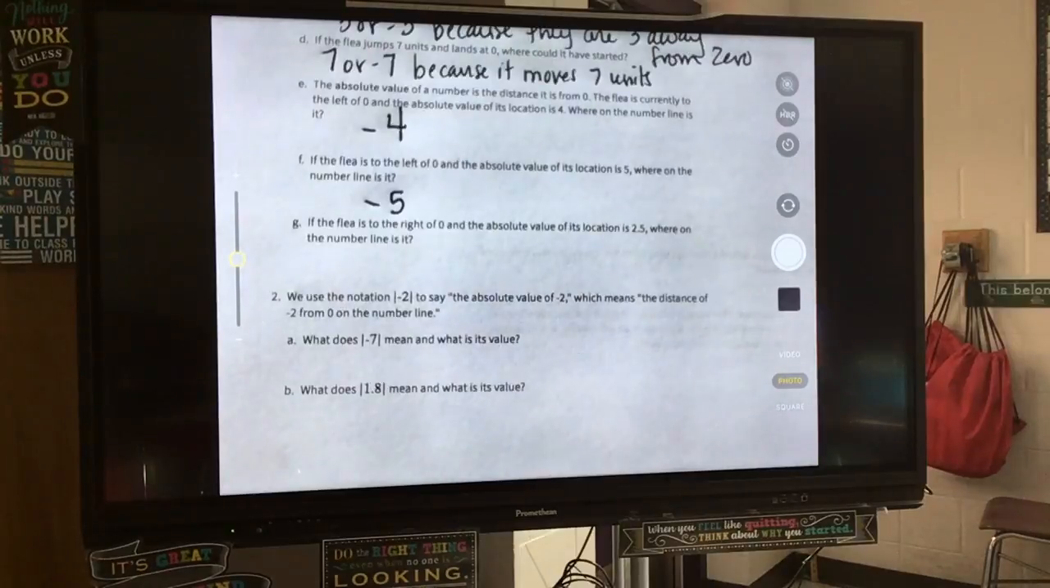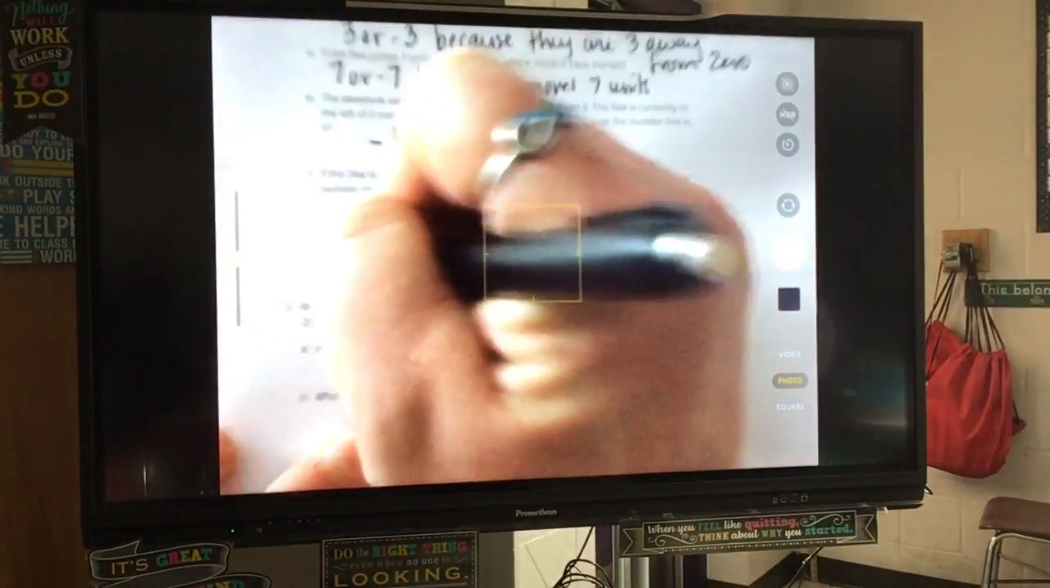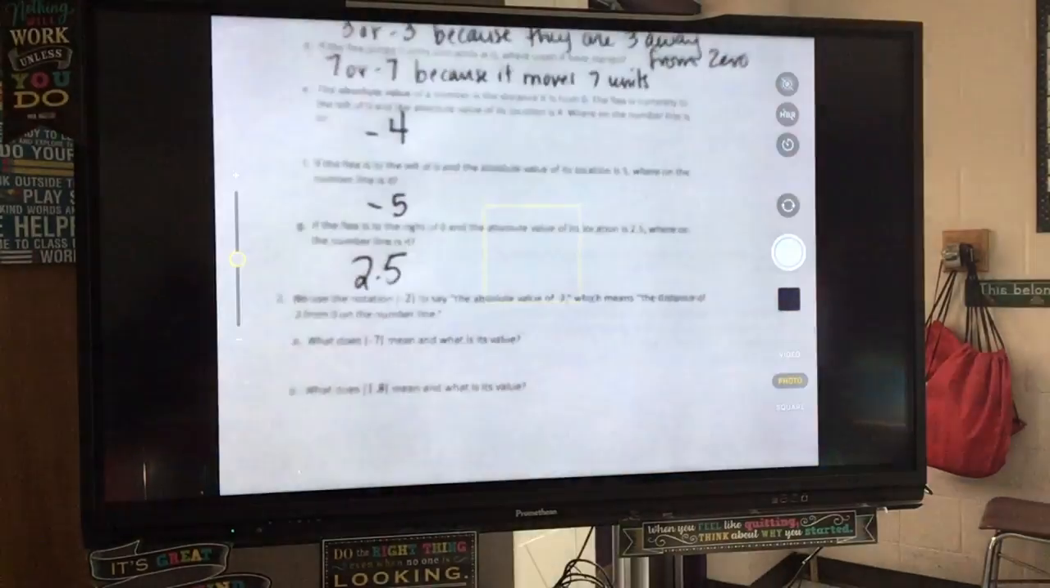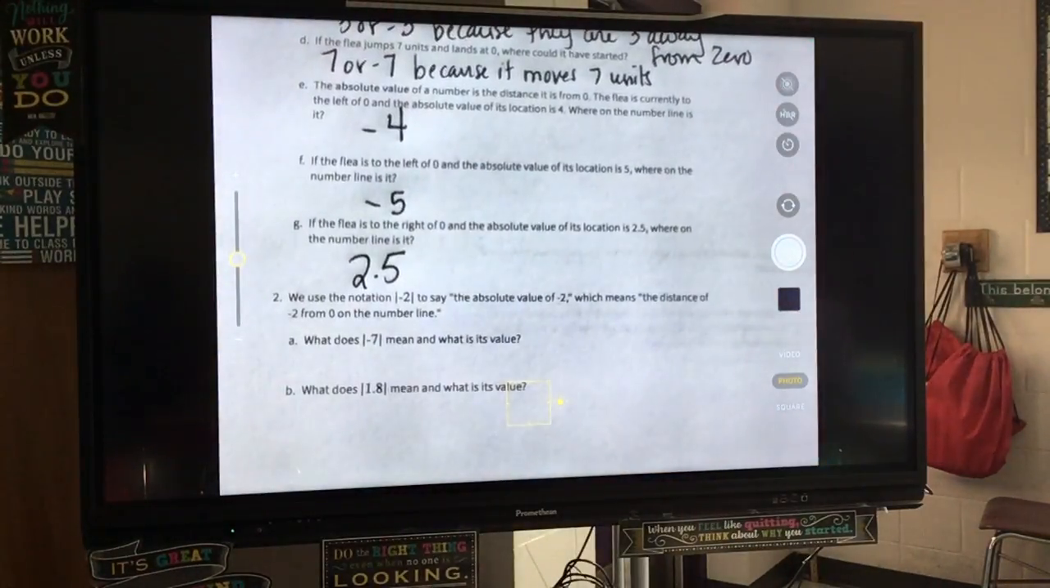Write it down. Armani, where is he located at? 2.5, yep. And we know that because, what? Because it's on the right of 0.